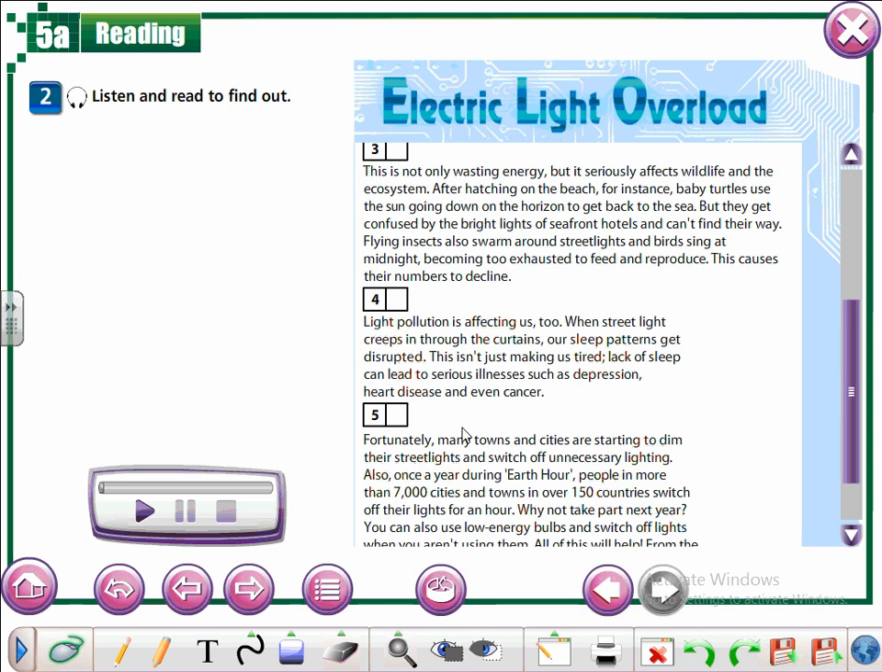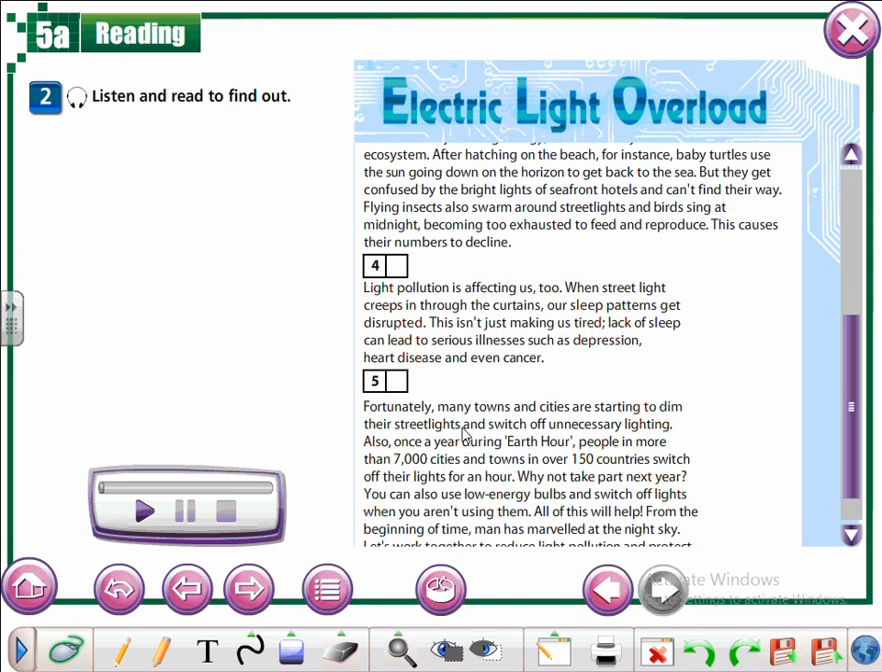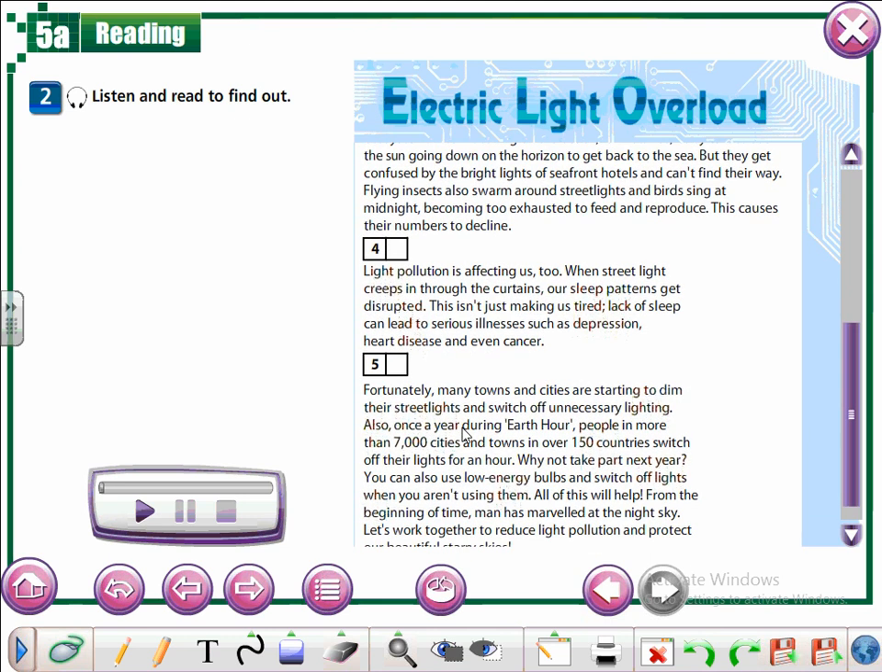Because your body and your brain aren't used to these lights while being asleep. So this will affect your sleep pattern, and it is not just making us tired. The lack of sleep can lead to serious illness like depression, heart disease, and even cancer. Fortunately, many towns and cities are starting to dim their street lights.